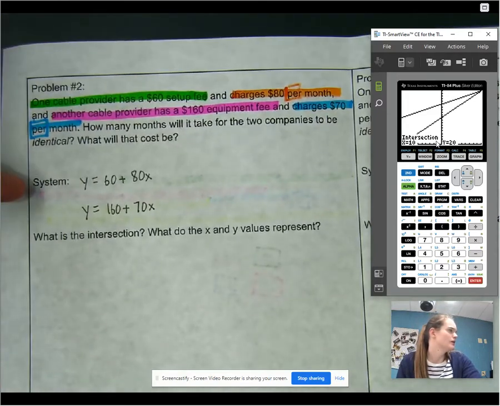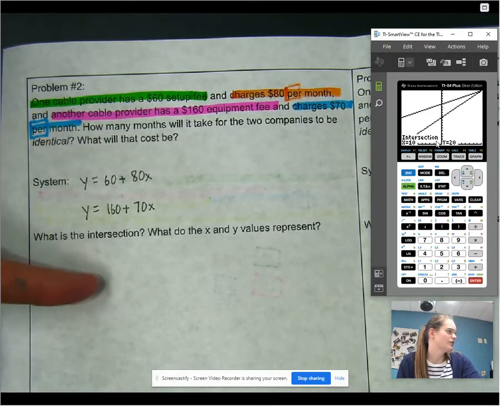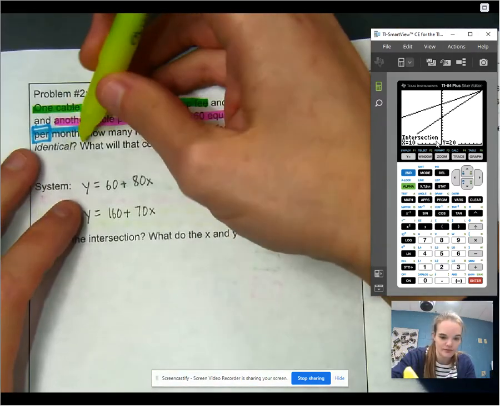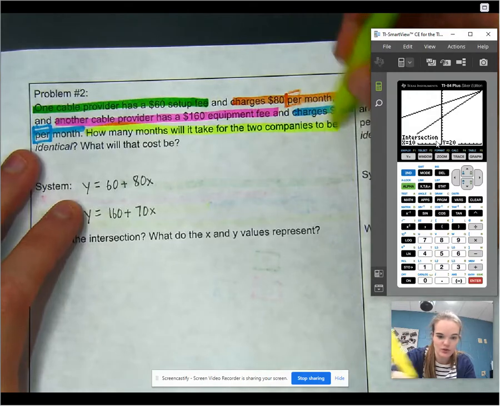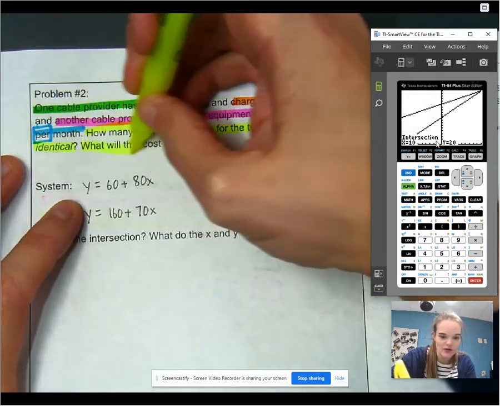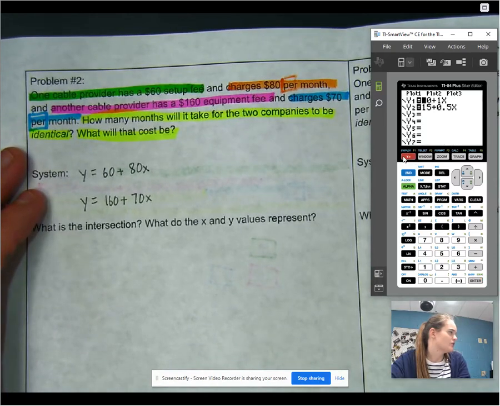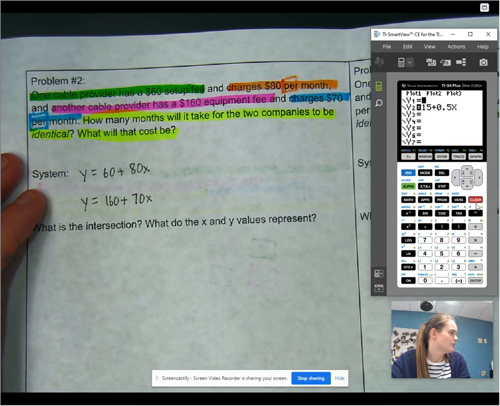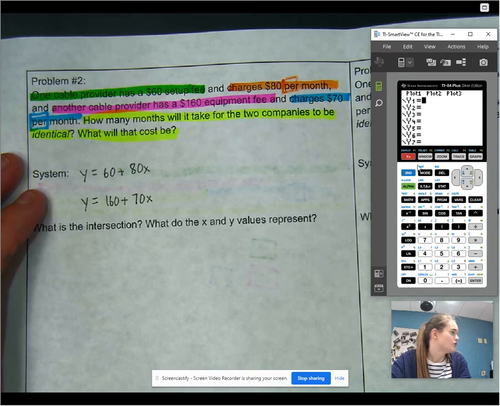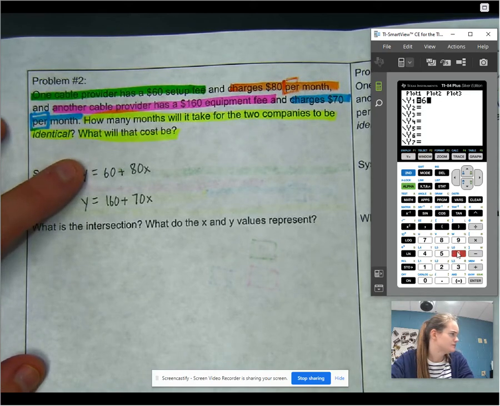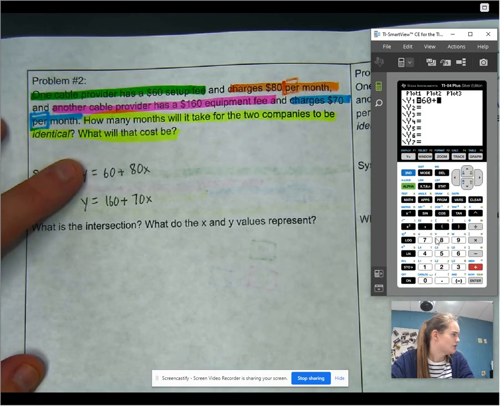Okay, we are going to use our calculator to find the intersection and then discuss how many months it will take for the 2 companies to be identical and what the cost will be at that point. So to go back through the steps, we press y equals. We're going to clear both of these out. Okay, sorry, y equals. Then we're going to type this in, 60 plus 80x.